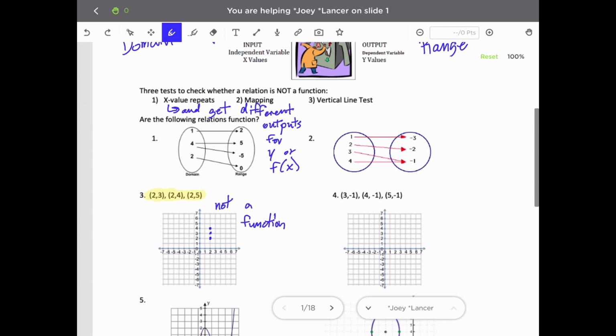Another way to check whether it's not a function is by mapping it. So here in number 1, you can see 1 goes to 2, 4 goes to both 5 and -5, and 2 goes to 0. So because 4 has 2 different outputs it could get, then this is not a function.